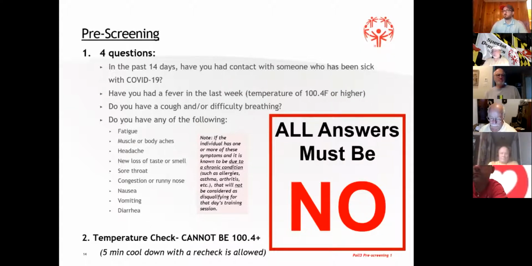They mentioned the 4 questions that are there. One thing to note with the symptoms that are listed there, it's key that what we're talking about here is a change. So if someone has a chronic condition where they regularly have congestion or a runny nose or whatever, if it's something that's always with them and that hasn't changed, then them answering yes, they have that, doesn't count against them, if you will. It's if something's different, if something's changed, if something's new.